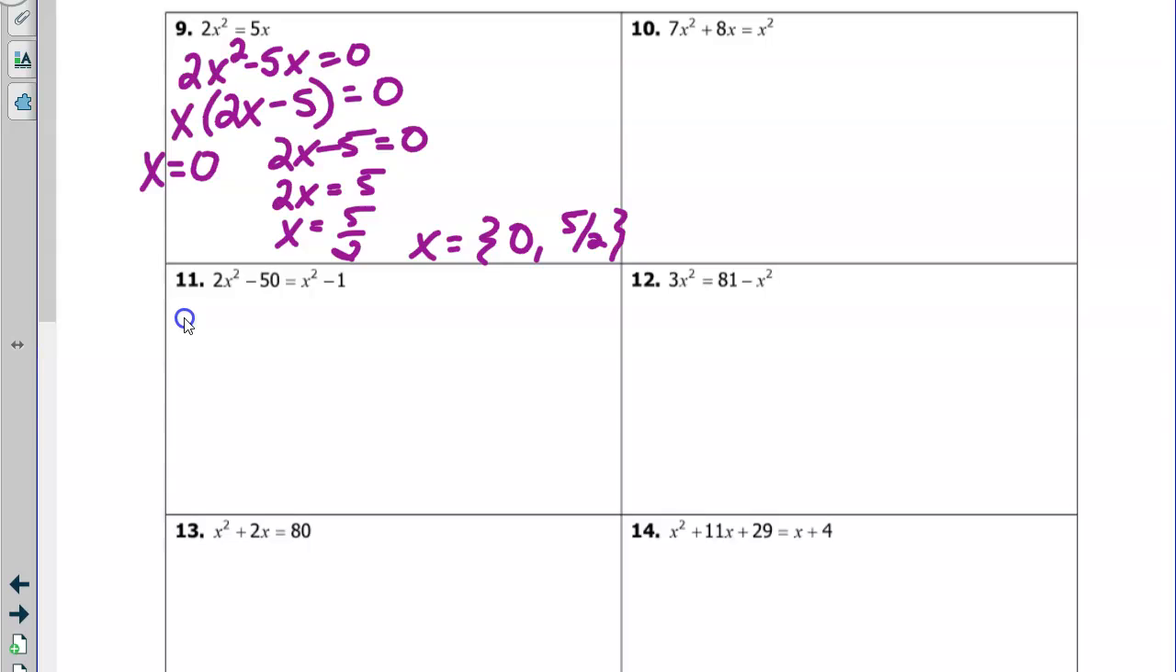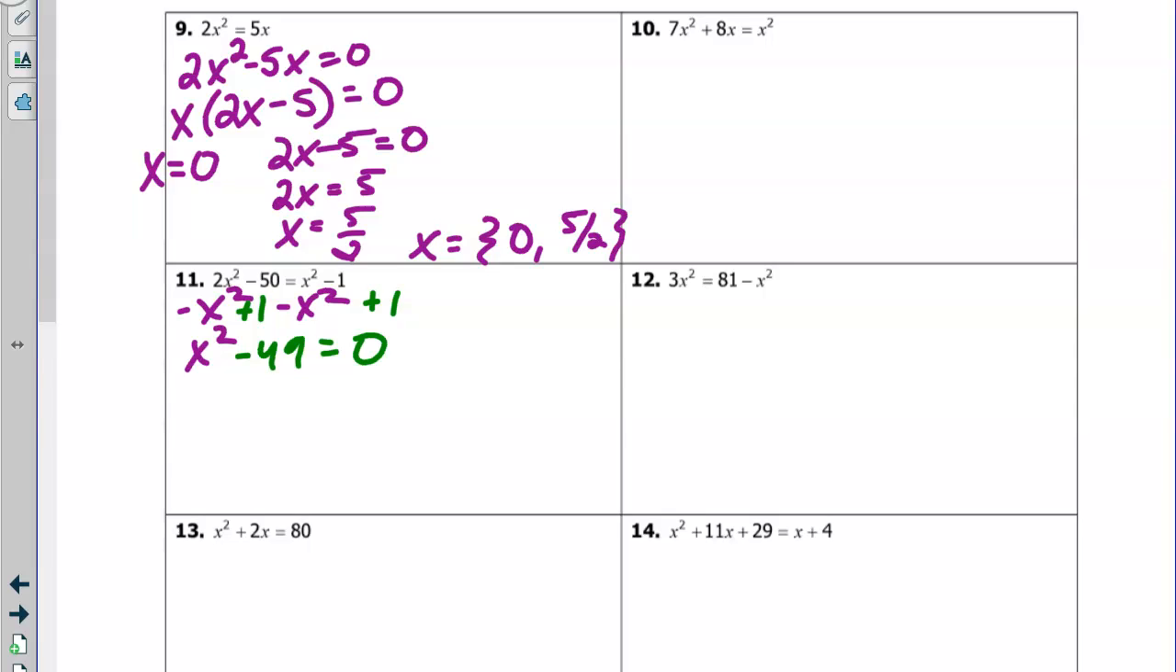Number 11, we got to get it set equal to 0. So what should I move over first? Very good. So we have 2x squared on one side, positive x squared on the other. So we're going to subtract x squared, subtract x squared. 2x squared minus x squared leaves you with x squared. At the same time, we have this negative 1, so we're going to add 1, add 1. What is negative 50 plus 1? Negative 49. Very good. And that now equals 0. You don't have to write all that out as long as you can do it in your head, that's fine.